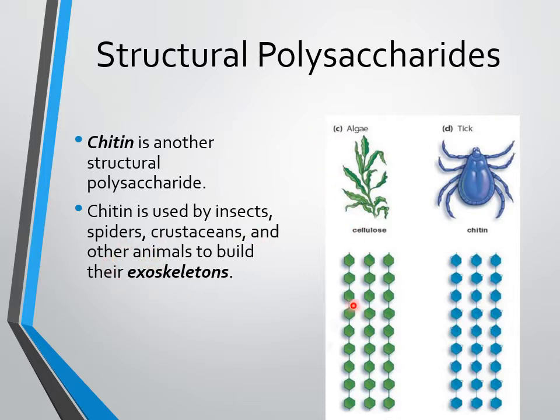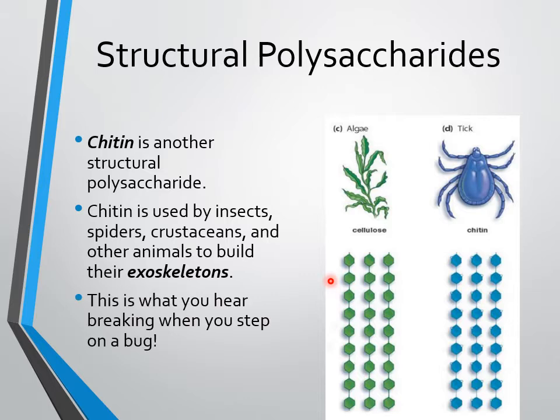This is algae right here to show you that cellulose and chitin are very similar in their structures. And of course, this is what you hear whenever you step on a bug. You hear that crunching sound. That is the exoskeleton breaking.